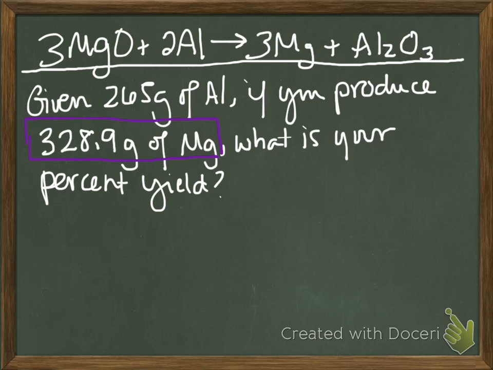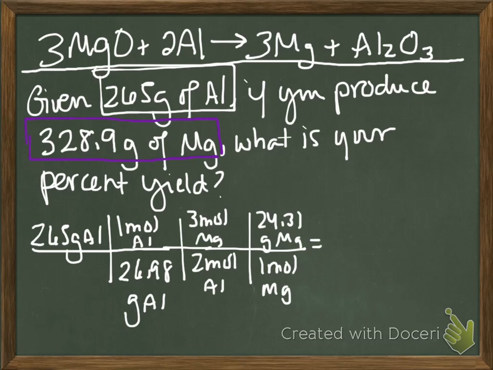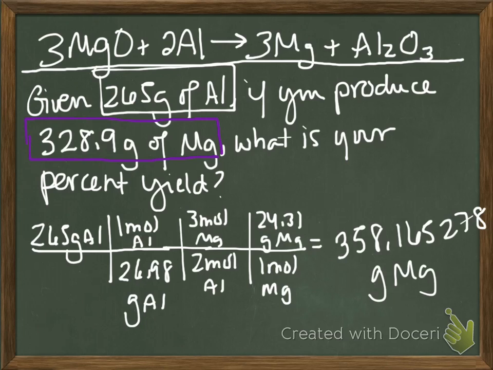Is there any way to calculate how much magnesium we should be able to produce from 265 grams of aluminum? Of course there is! So let's do a factor label. So we've set up our factor label to figure out how many grams of magnesium we should be able to produce from that amount of aluminum. And who's got a raw number? Okay, so we figure we should be able to produce 358.1652, etc.